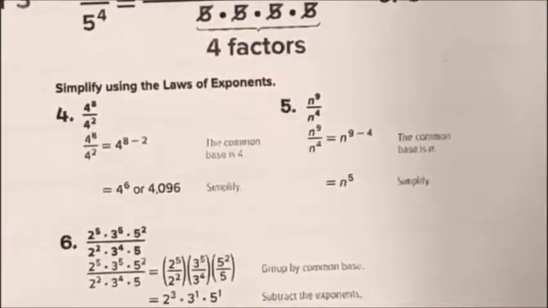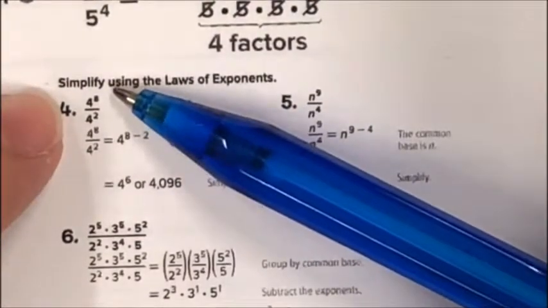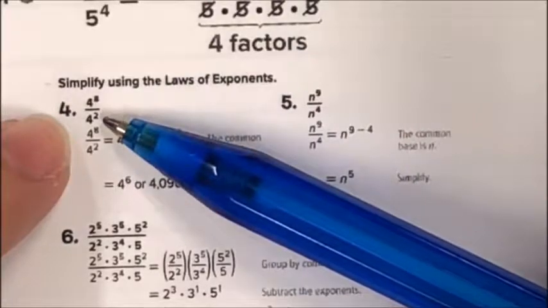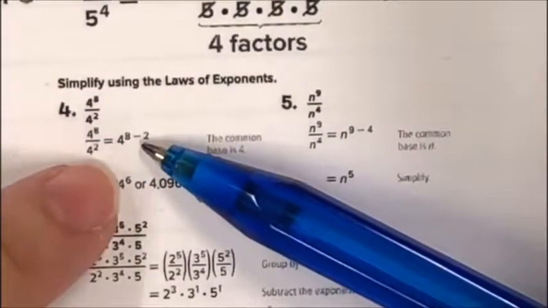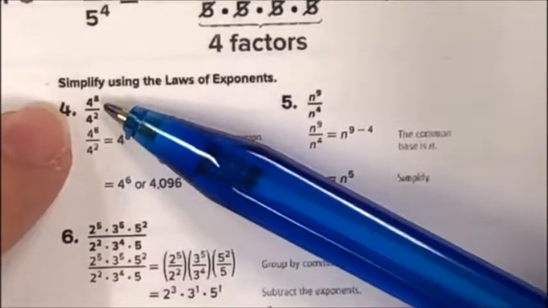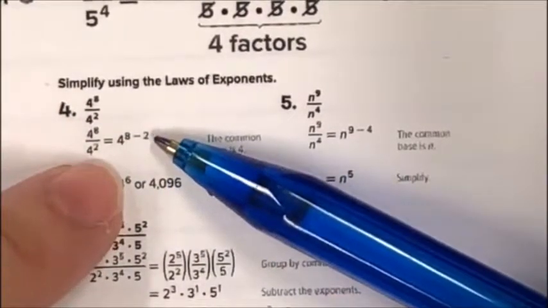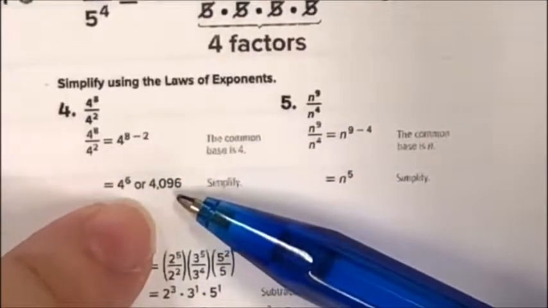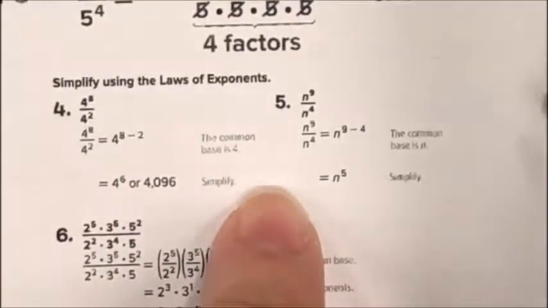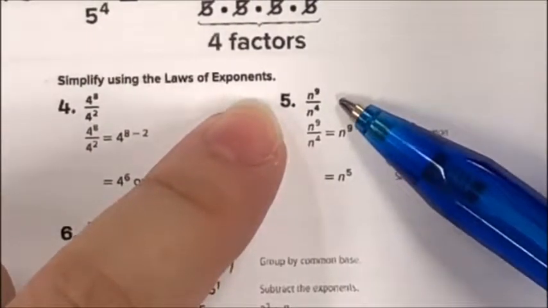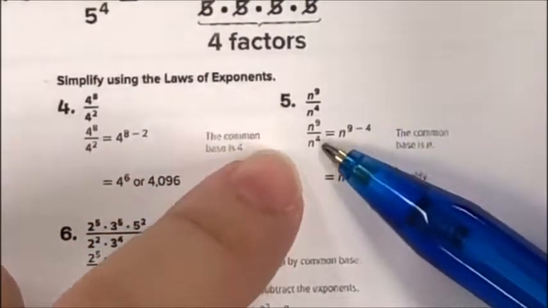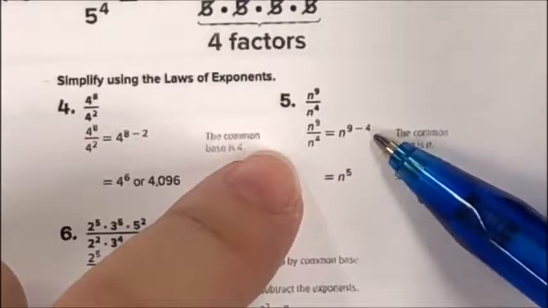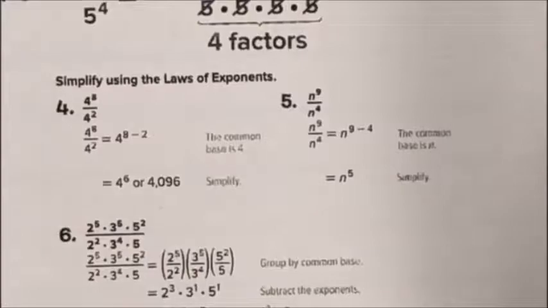Then I have 4 and 5 over here. Same idea. So I have 4 to the 8th over 4 squared. They both have the same base, so 4 to the 8 minus 2 gives me 4 to the 6. And when I multiply that out, I get 4,096. Number 5 tells me n to the 9th over n to the 4th. Same base, subtract the exponents. 9 minus 4 gives me 5, so n to the 5th. Okay?